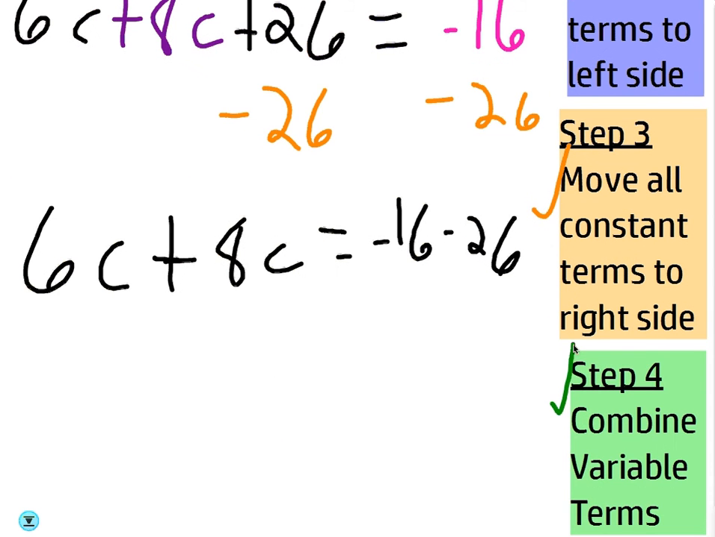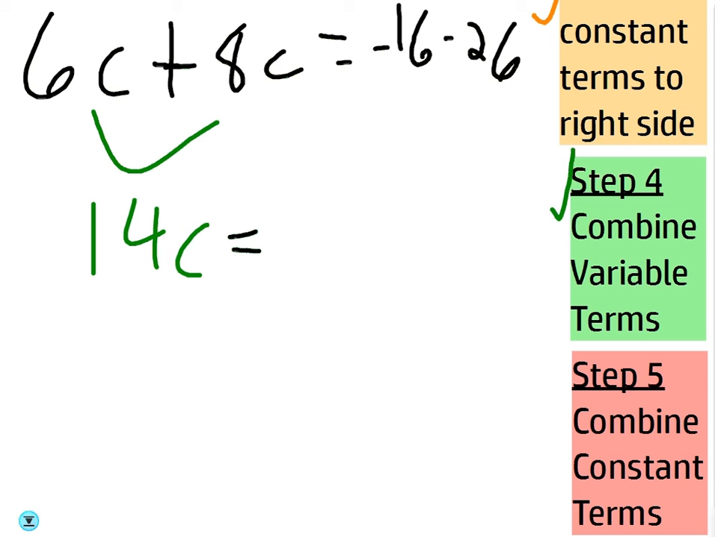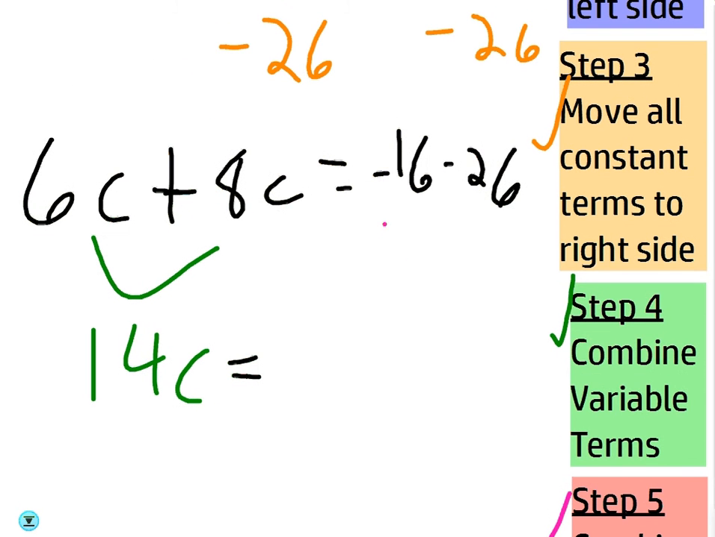Now we can combine the variable terms. What's 6c plus 8c? Good, 14c. And then we can combine the constant terms. What's negative 16 minus 26? Great, negative 42. Just add them and make them negative.